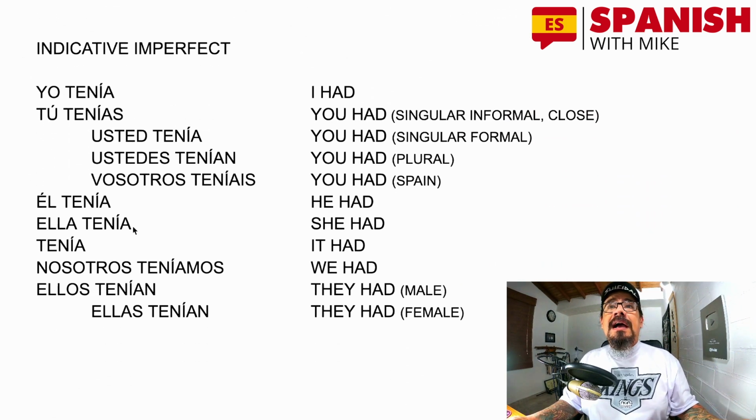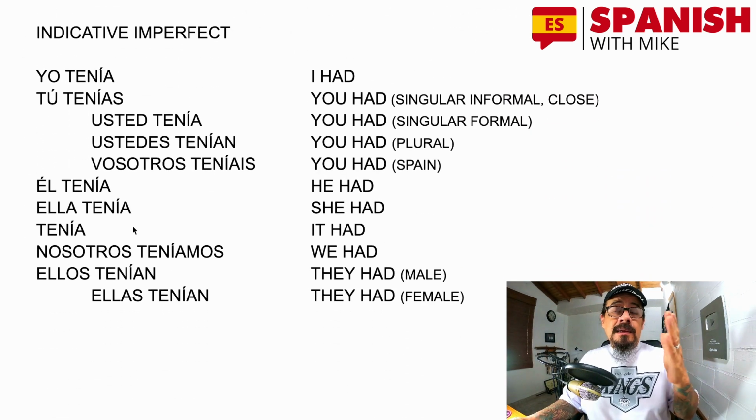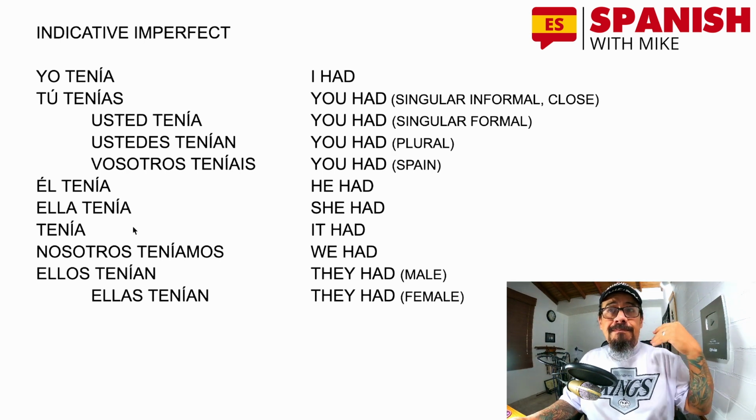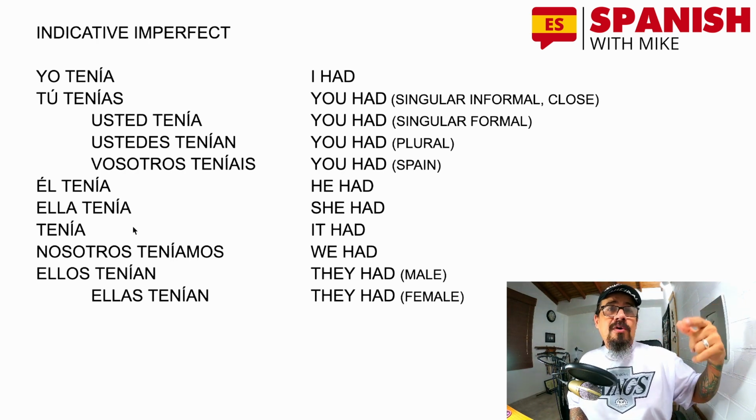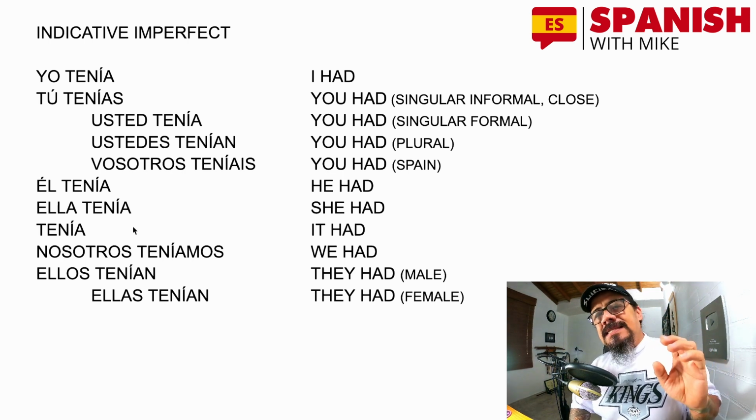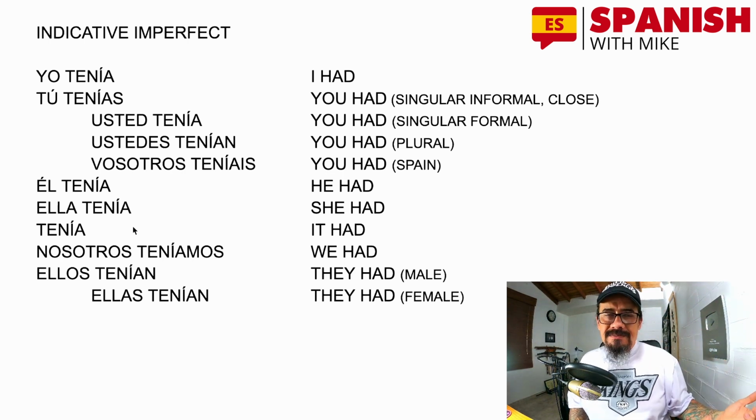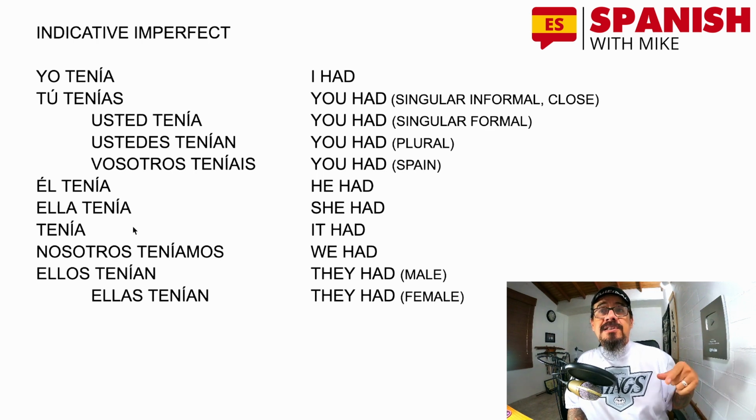And we also have another simple past, the same as in English, but it's the indicative imperfect, el pretérito imperfecto. It's pretty much like when we say in English, I would have or I used to have. In this case, let's think about that as had, simple present. And in Spanish it's yo tenía, I had.